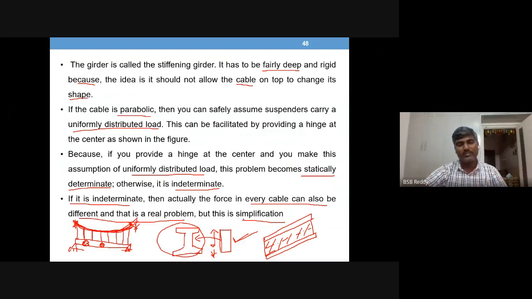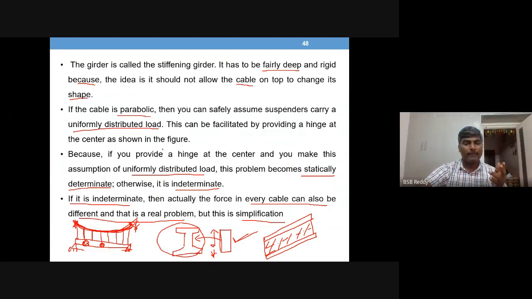So there needs to be a simplification for this. We will come to know when we talk about a two-hinged suspender, two-hinged stiffening girder. What is the simplification that we are going to make? For solving a three-hinged stiffening girder, you don't need any simplification. Just like the three-hinged arch, you can straight away take the problem because it is determinate. You can easily proceed for the analysis.